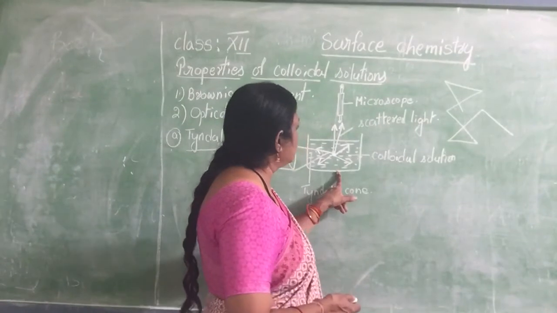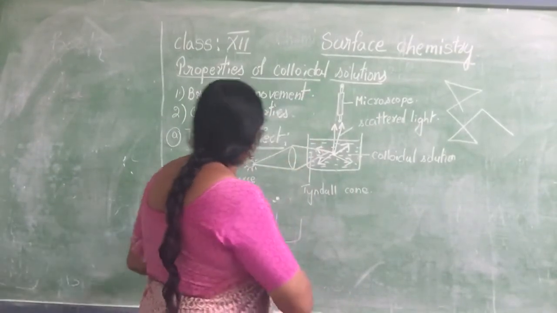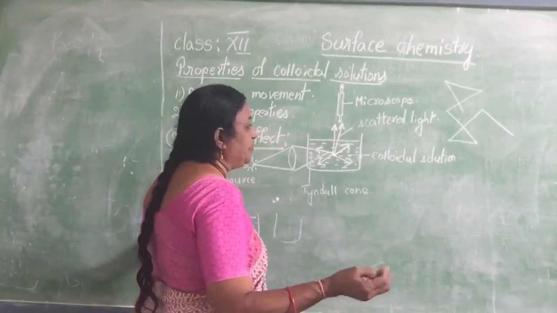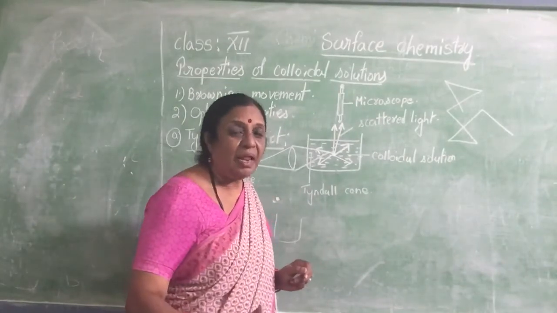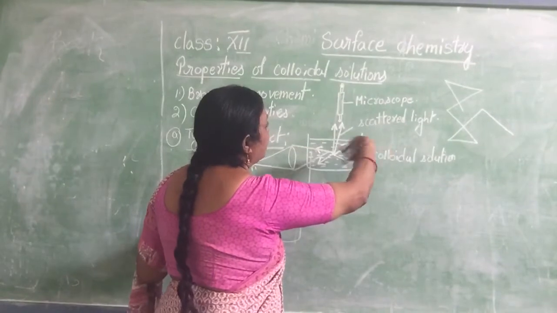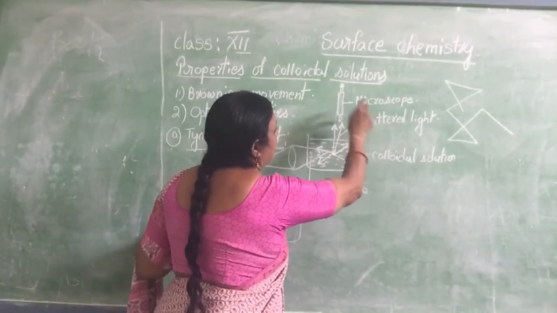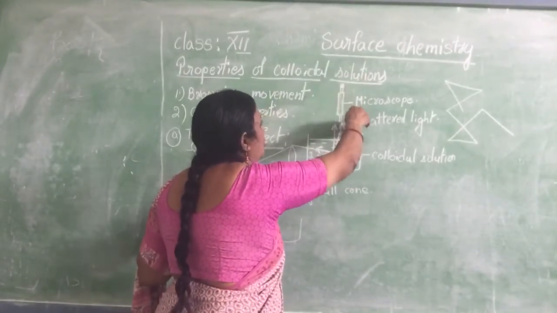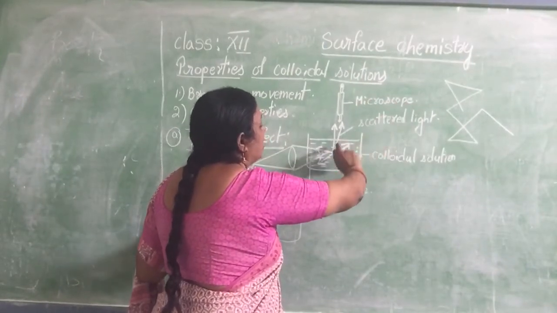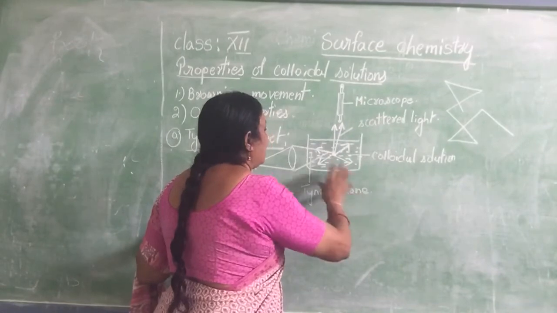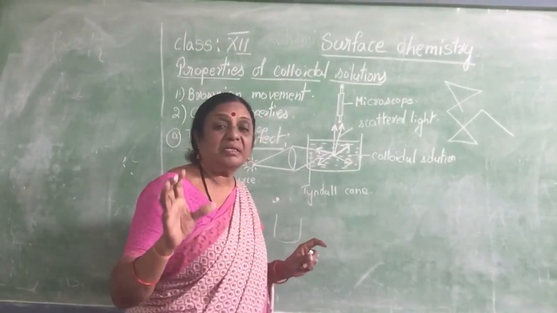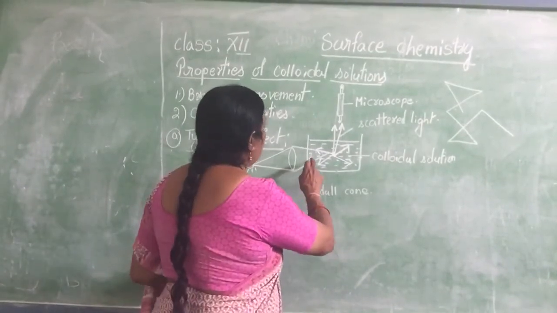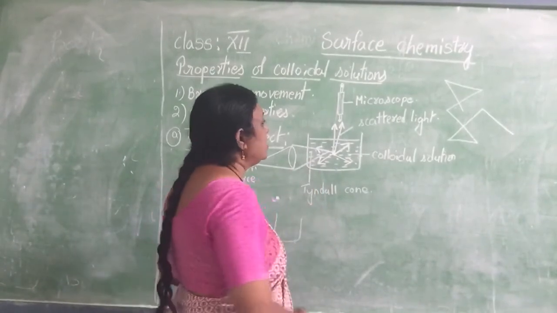Now, the colloidal solution, children. When light is passed through the colloidal solution, it can absorb the light and it can scatter the light in all directions. This is the scattered light. This is the microscope. After passing light through the colloidal solution, when it is viewed through the microscope, are you following? The colloidal particles scatter the light and the path of the light is visible to the naked eye. This is known as the Tyndall cone.